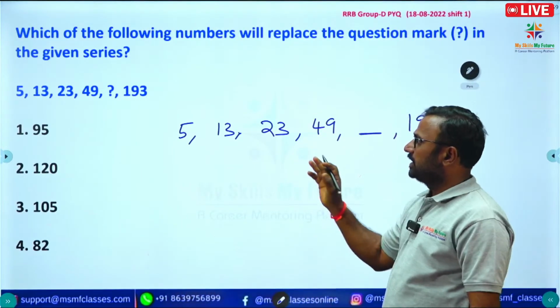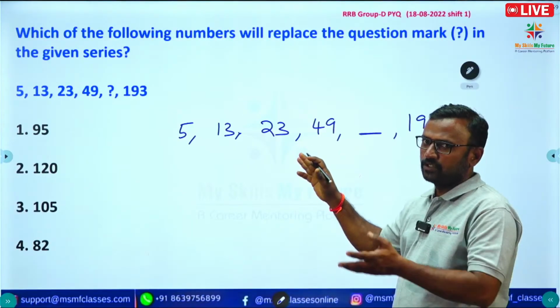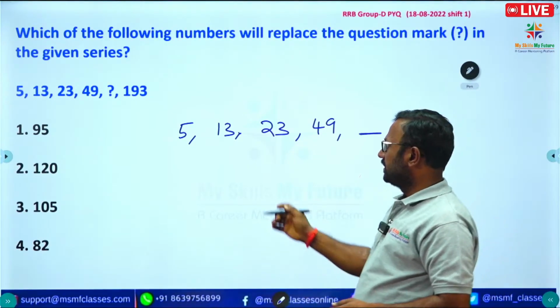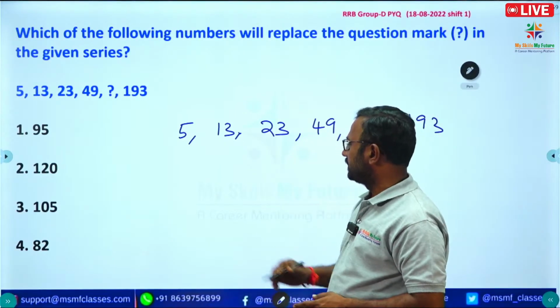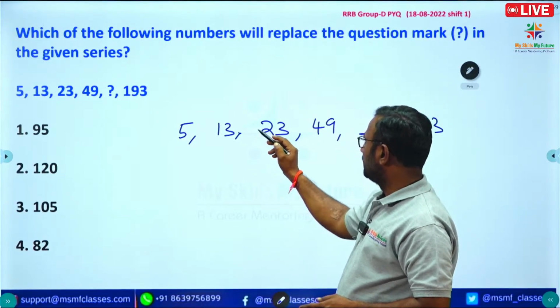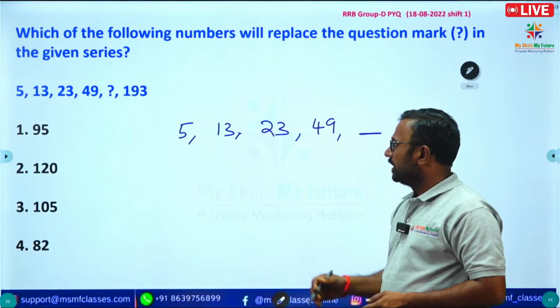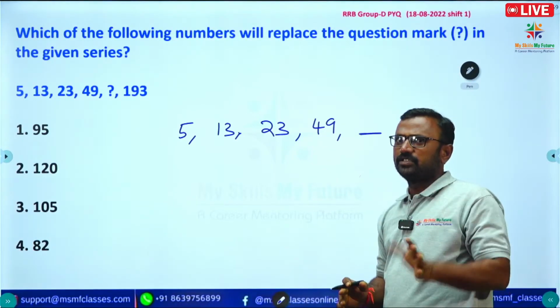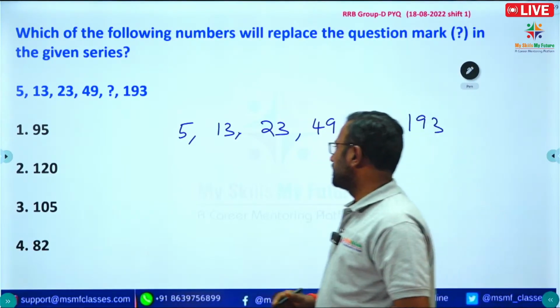See, first of all we need to check the distance between two numbers. Here to here the distance is 8, here to here the distance is 10, here to here the distance is somewhat more. So there is some other logic in the series.